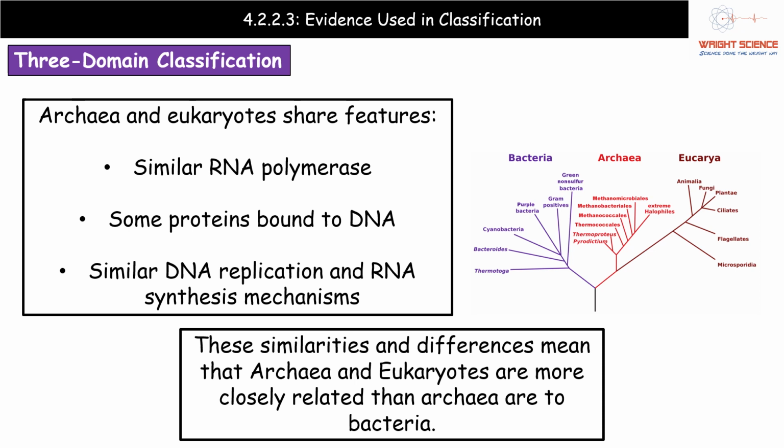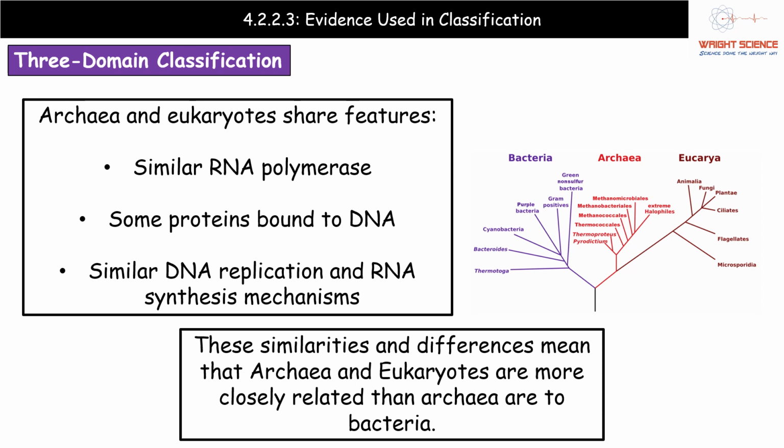He then worked out that the archaea and the eukaryotes share certain features in common with one another. So he said that there are similar RNA polymerases, they've got some proteins bound to their DNA, and they've got similar DNA replication and RNA synthesis mechanisms.